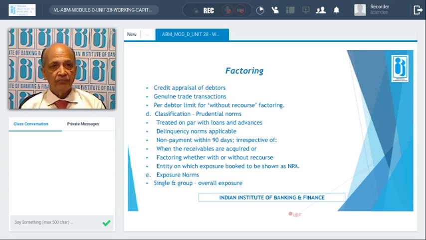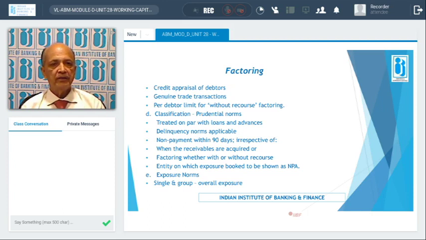Then factoring should be exclusively for genuine trade transactions. It should not be for any other purposes. It should be for genuine trade transactions, because as I told you, it is an agreement arising out of the receivables, out of the sale of goods or services. These genuine trade transactions should be there.